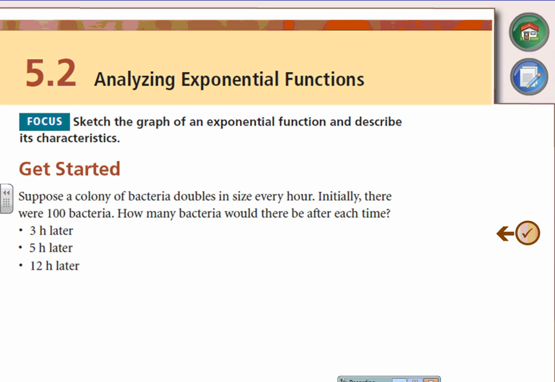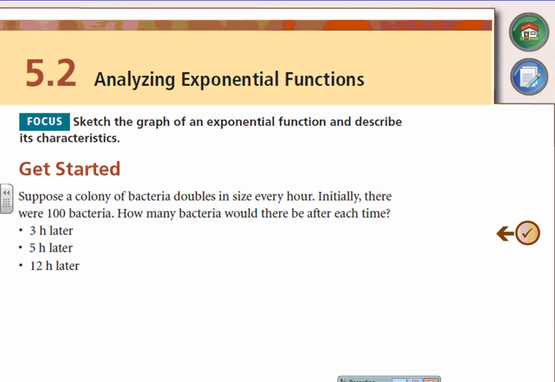Alrighty, welcome back. We're on 5.2. You did a little bit of discovery learning in 5.1 dealing with exponential functions. We're going to be doing some graphing, and we're going to be looking at the characteristics of them, and especially bringing it back into our transformations.